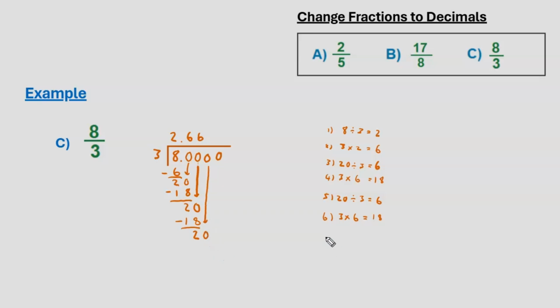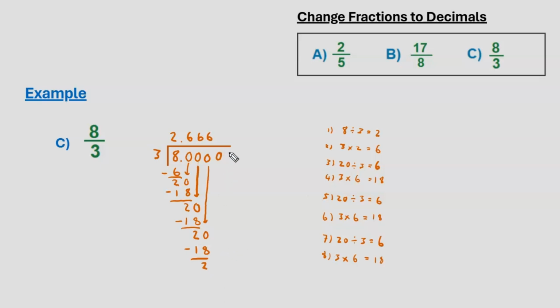Now let's bring the next 0 down and see what happens. So we get 20, that's the same as we had before. But let's go through the process anyway. Without remainders, that gives us a 6. And then again it's 3 multiplied by this 6, 18. The subtraction gives us 2. So I think you can probably see a pattern here.